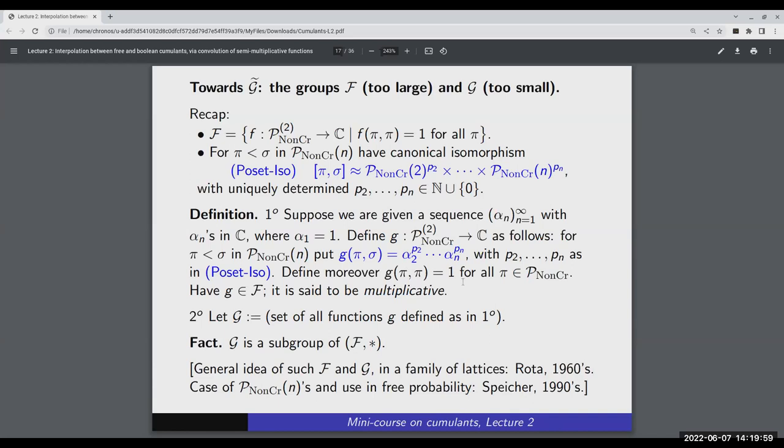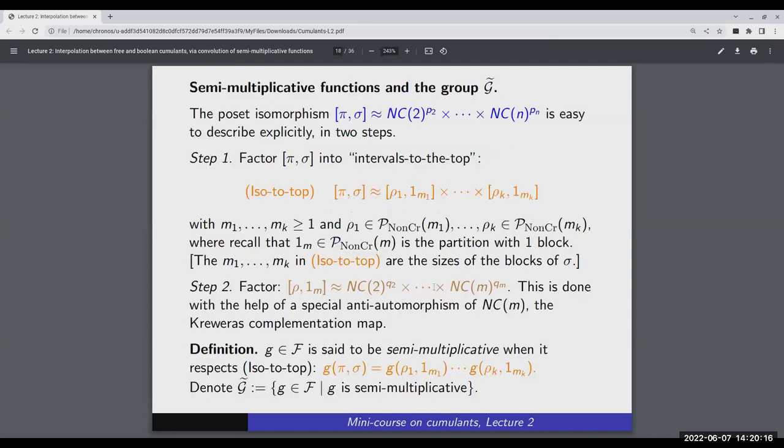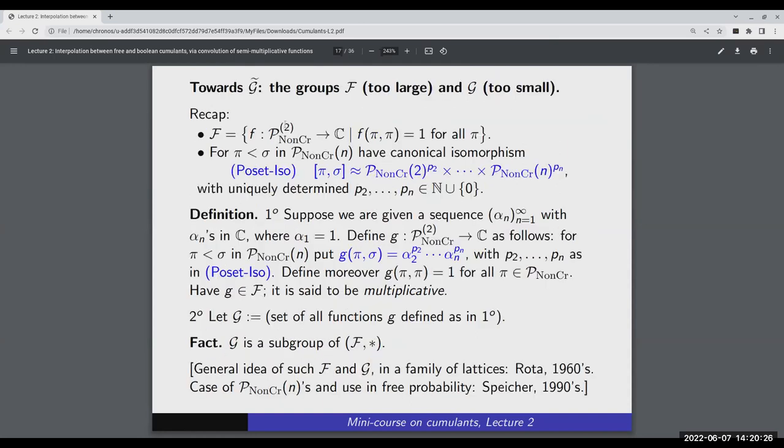But quite importantly, the non-crossing partitions you can use in free probability. Specifically, the multiplication of free random variables is perfectly described with such multiplicative functions. Okay, good. Now, what is semi-multiplicative? In order to tell you that, I must tell you that I'm getting out of this factorization business, I take half of it.